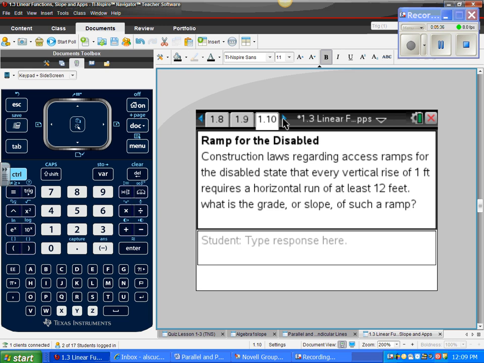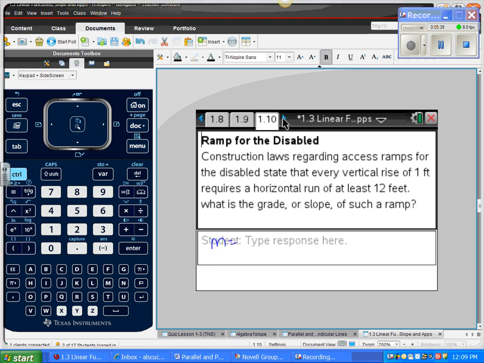Okay, so we were talking earlier about slope being rise over run. All right, so how much will we be rising? It's saying a vertical rise of 1 foot, so there's your rise. And that requires a horizontal run of at least 12 feet, so that's going to be your run. Okay? So 1/12. Now, to speak in terms of grade, we're going to change that over to a decimal. 1 divided by 12 gives you 0.083, which is approximately 8.3%. Okay? So that would be a slope or a grade of about 8.3%.